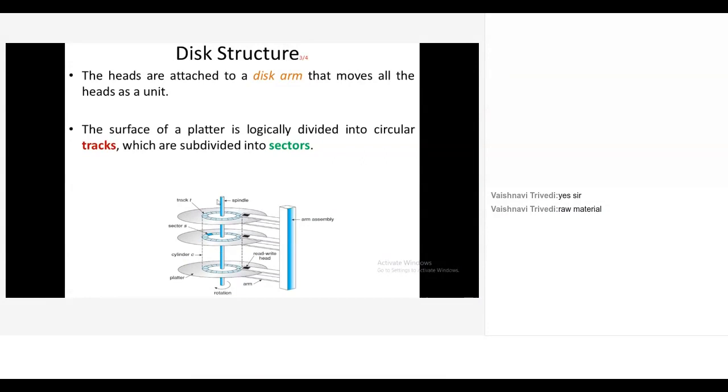Okay, and in one track, we are having a number of sectors, and data is stored in those sectors only. And the arm positions from this arm assembly constitute one cylinder. Now the set of tracks that are at one arm position makes up a cylinder. So what is this cylinder? The set of tracks that are at one arm position is called a cylinder.